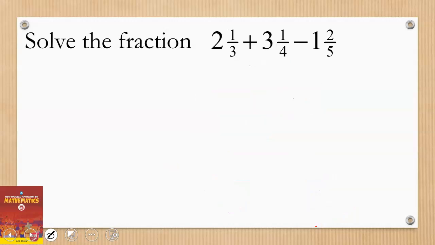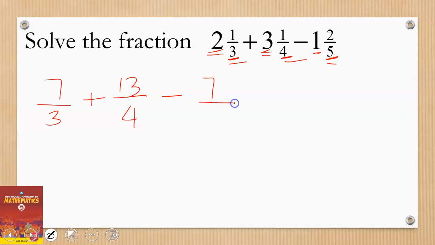Let's take more examples. Now let's see where we bring in mixed numbers. What we do first is, you have one option: add all the whole numbers and then deal with all the fractions. For me, I prefer to change all of them into improper fractions so we can take a common LCM for all of them. I'll start by letting 3 multiply these two, as 6 plus 1, 7 divided by 3, plus 4 times 3 is 12 plus 1, 13 divided by 4, minus 5 times 1 is 5 plus 2, 7 divided by 5. So then we have this.